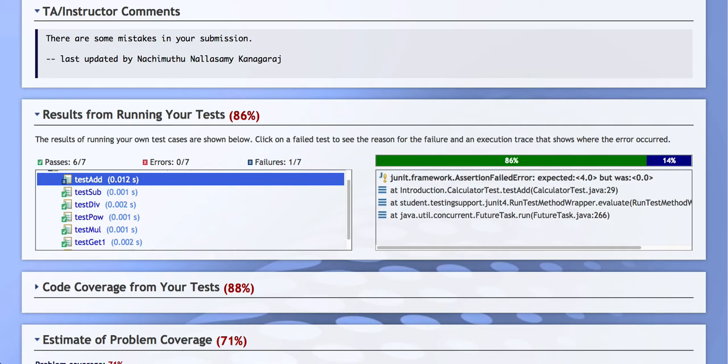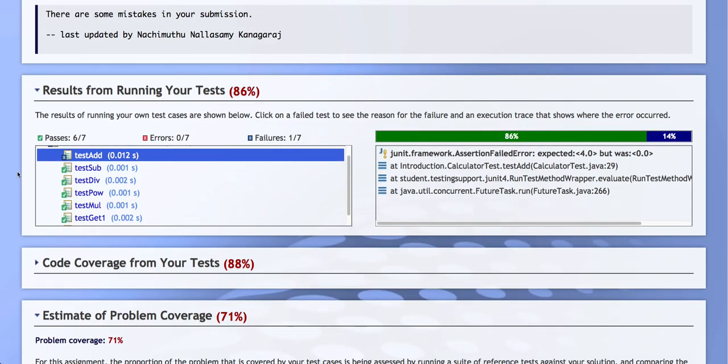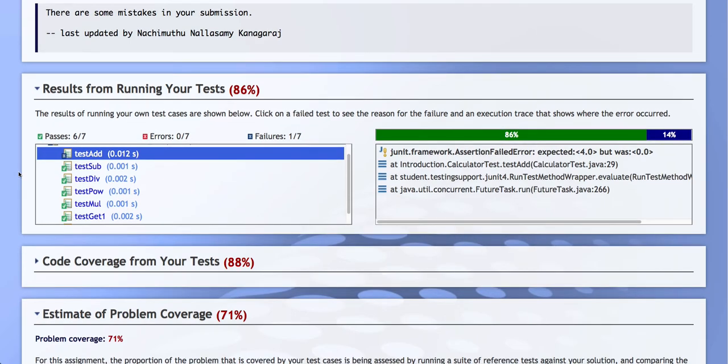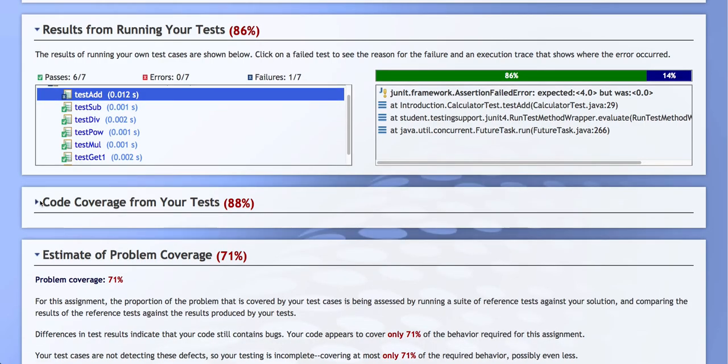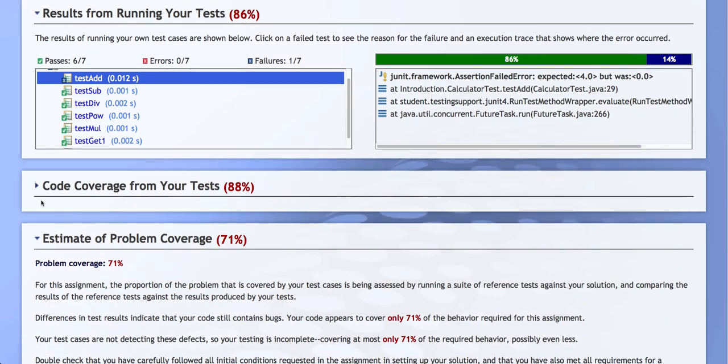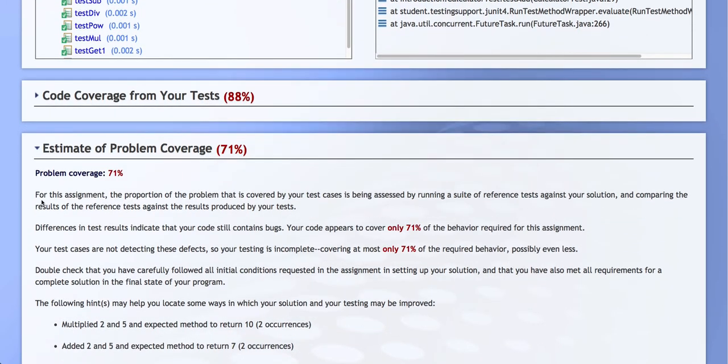These are results from running your tests, and we can see that running my tests resulted in 86% of my tests passing, which is then factored into my final score. And then I got code coverage from my tests, which is an 88%, which is coming out of points out of my final score. And then I have estimated problem coverage.